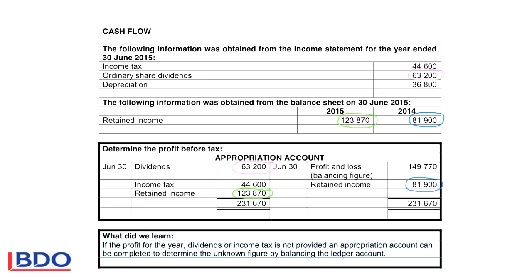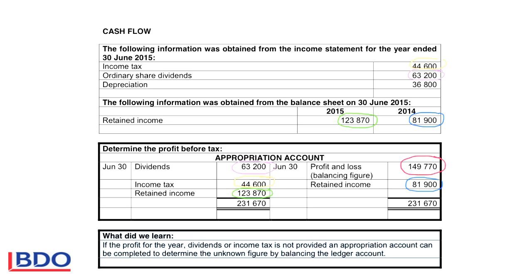And then the income tax is 44,600. So the total amount that is paid for income tax to SARS is 44,600. That is also paid out of the profit, so the 44,600 will be recorded on the debit side of the appropriation account. And then by balancing, we will be able to determine what was the profit for the year.